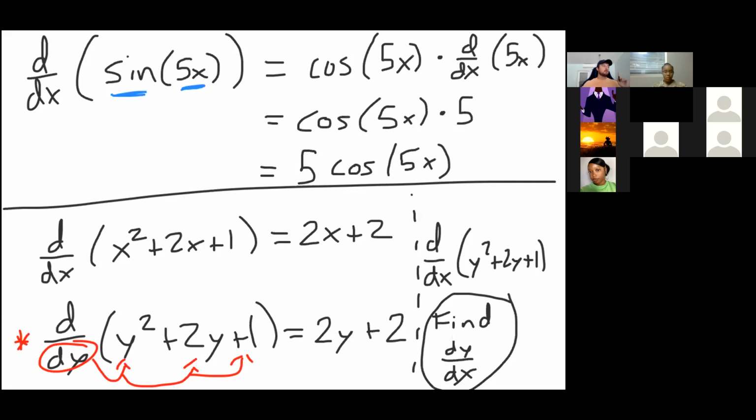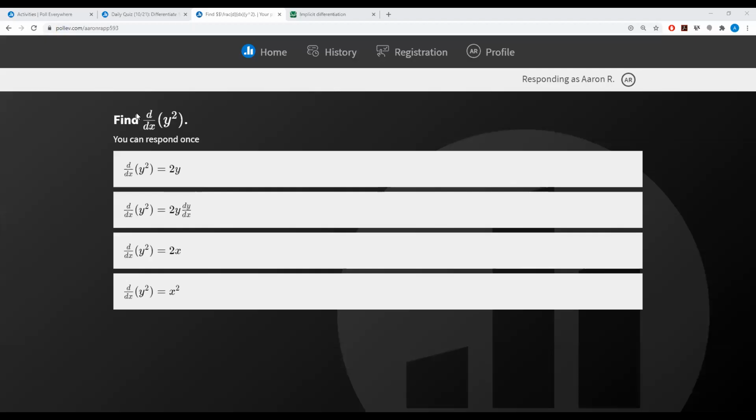So you go to Poll Everywhere, you have your first one up. And chain rule comes into play here. Okay, so I want you to differentiate. Let me put it on the screen for the recording. Find the derivative with respect to x, d over dx, of y squared.